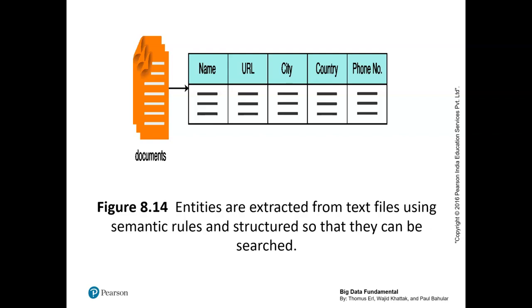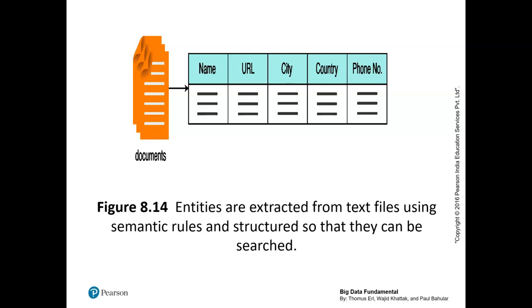So the entities are extracted from the text file using semantic rules. Semantic rules means the rules you make just for understanding and extracting the data. And the structure is normally SQL-like, so they can be searched as well. From the documents you extract the data with respect to names, URL, city, country, phone number, and these documents can be stored in a normal SQL database, or in JSON, or in XML format, or in BSON as well, right?